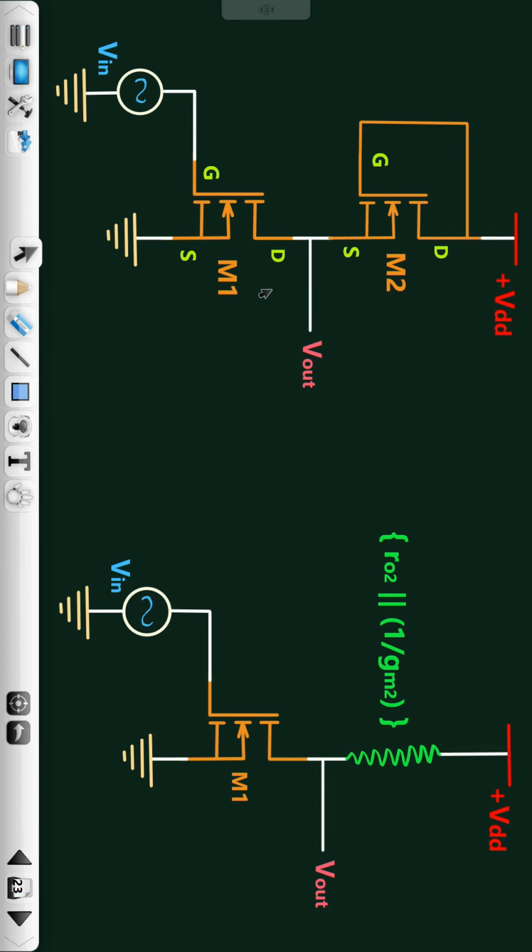As you can see, this is a normal CS amplifier over which we have connected a diode connected MOSFET. We all know that the impedance offered by the diode connected MOSFET is R0 in parallel with 1 by gm. Since this is M2, we wrote it as r02 in parallel with 1 by gm2. This entire circuit is known as a CS amplifier with a diode connected MOSFET. Now we just need to find the gain offered by this particular circuit.